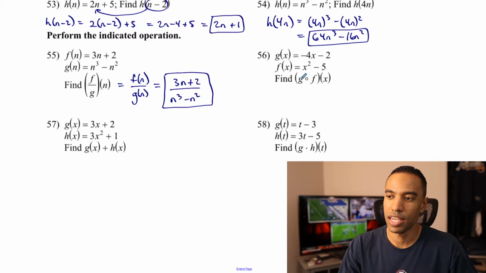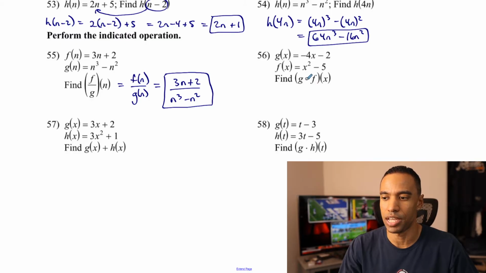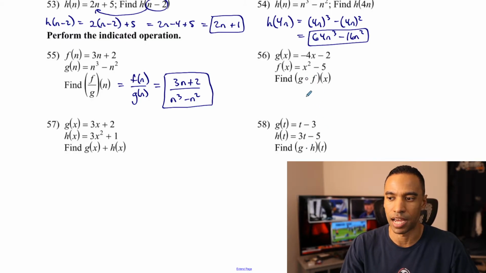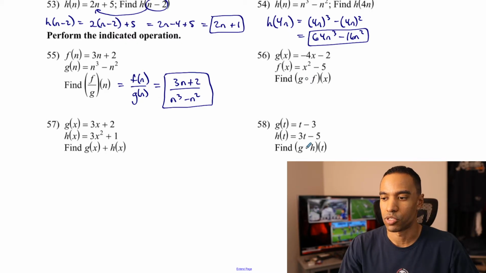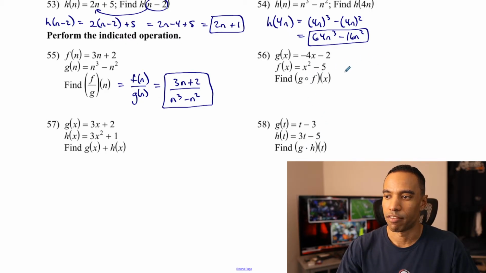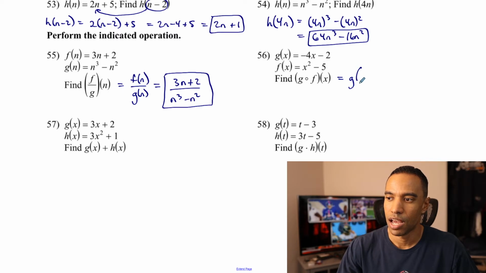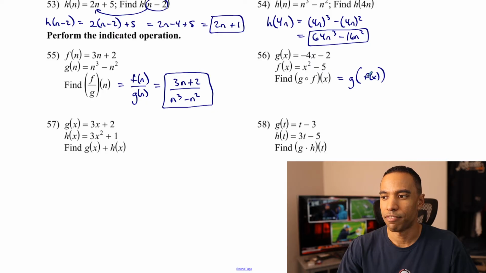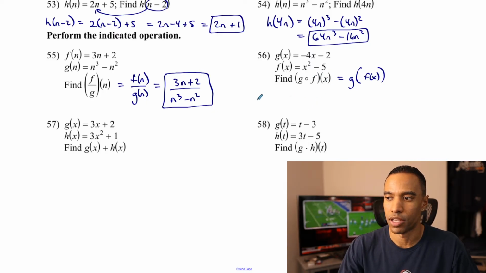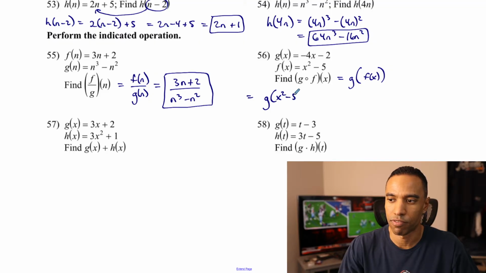All right, this doesn't say g times f of x. That says g of f of x. See that one being a dot and that one kind of being a circle, like g of f right there, as opposed to g times f. That is g of f of x. So this is g of f of x right here, which means f of x will be the input in g's equation. That means we're going to be doing g of x squared minus 5.